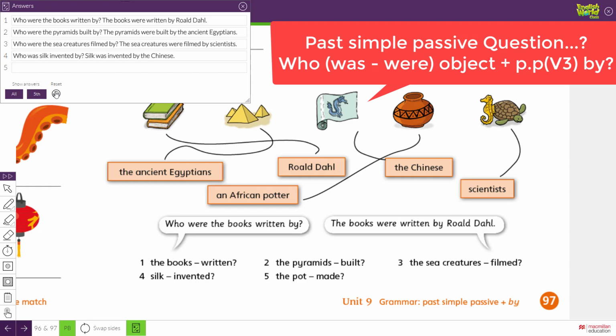Okay, the last one. Here we have the pot and made. Yes, you are right. Who was the pot made by? The pot was made by an African potter.